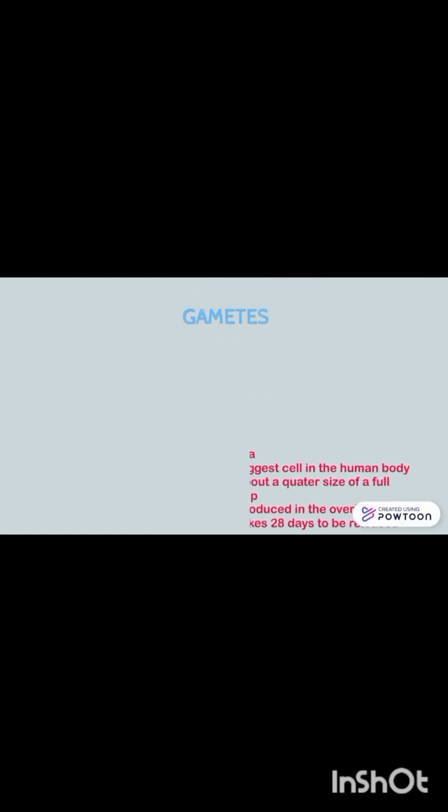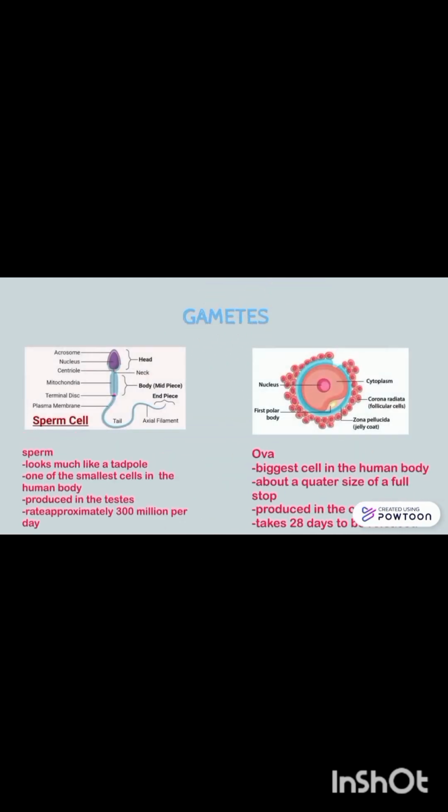Gametes. Gametes are the sex cells that carry genetic information. The male gamete is the sperm cell and the female gamete is the egg cell called an ova. When these two join during fertilization, they form a zygote, the first cell of a new human being. The sperm cell has chromosomes and other factors that function to make a baby, and this egg cell is called an ova.